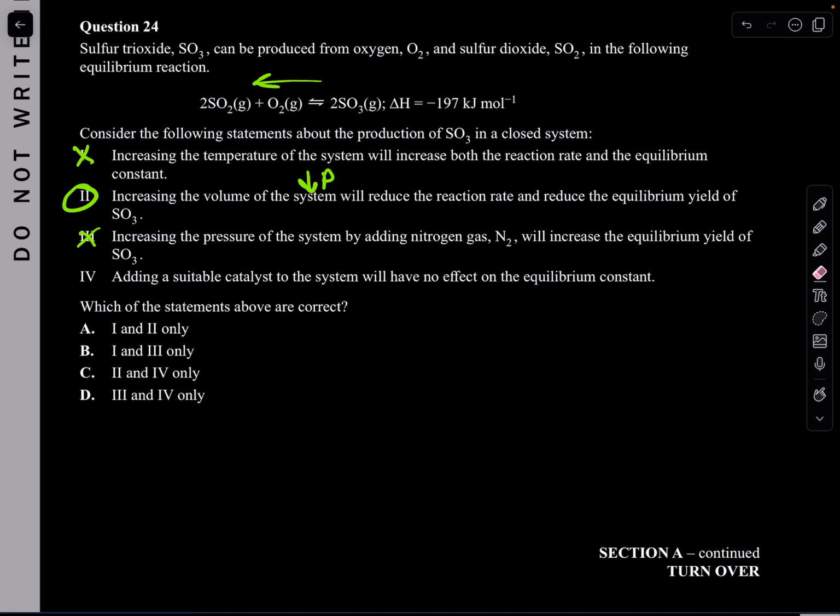IV. Adding a suitable catalyst to the system will have no effect on the equilibrium constant. Absolutely, that is correct. We know catalysts don't even affect our equilibrium constant. It just basically increases the rate of a reaction. So IV looks also correct. Which of the following statements above are correct? So it's basically 2 and 4. So C. Yep.